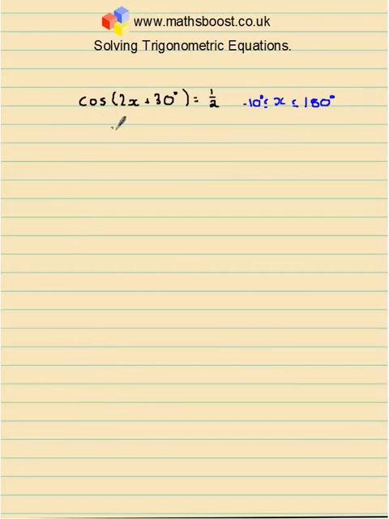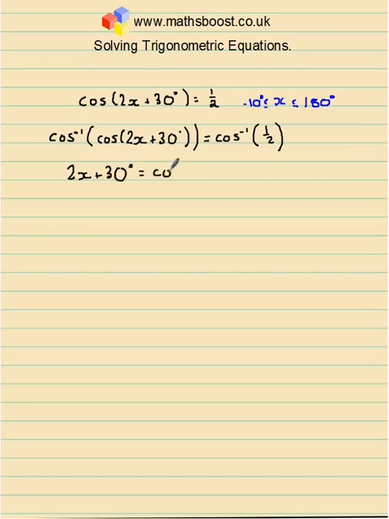Here's a trigonometric equation involving the cosine function. I'll take the inverse cos of both sides. This will simplify. Again, at this stage, I'll rewrite my interval. The smallest x takes is minus 10, so the smallest 2x plus 30 will take is 10 degrees. Greatest x takes is 180.